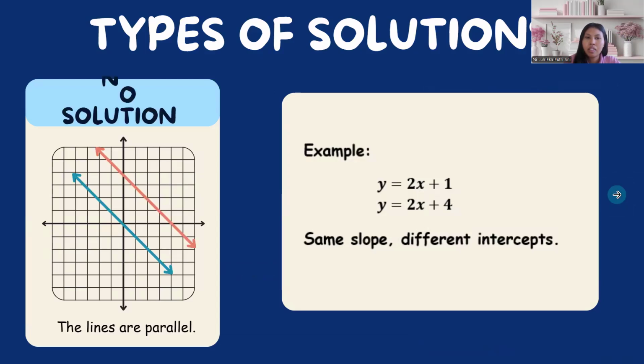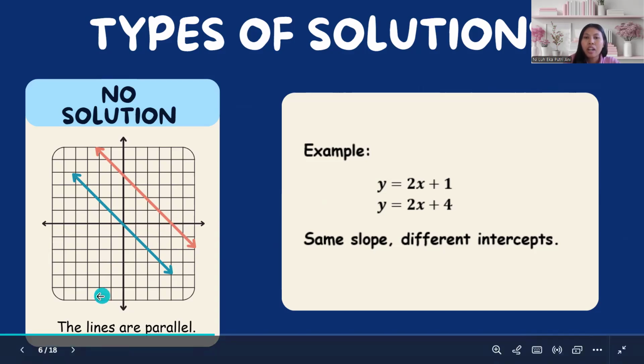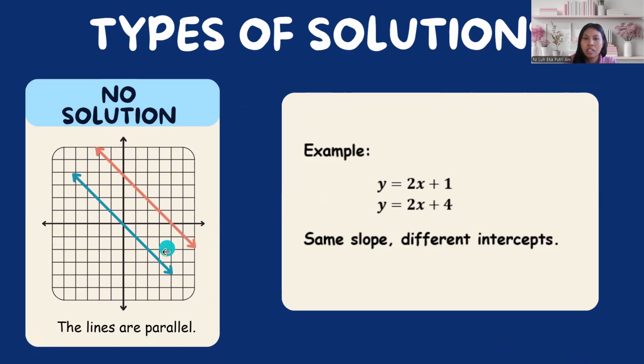Now, the last type is no solution. If the system of linear equations in two variables has no solution, the lines are parallel to each other and will never intersect. The lines are parallel.